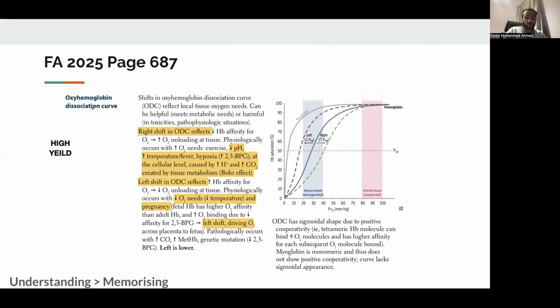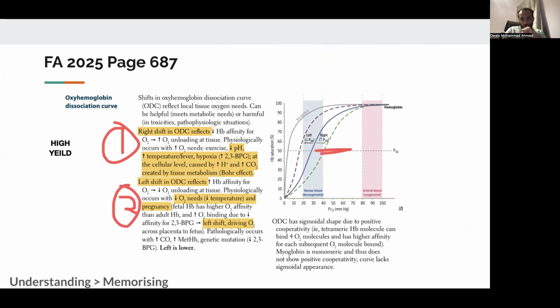Oxyhemoglobin dissociation curve, so the ODC. Okay, a shift in the oxygen-hemoglobin dissociation curve reflects local tissue oxygen needs. It can be helpful, meeting metabolic needs, or harmful, in toxicity and pathological conditions. So I want you guys to know two things: right shift and left shift. Before I dive into this, I want you guys to tell me, do you know maybe what's the cause of right, what's the cause of left? So let's build a concept.